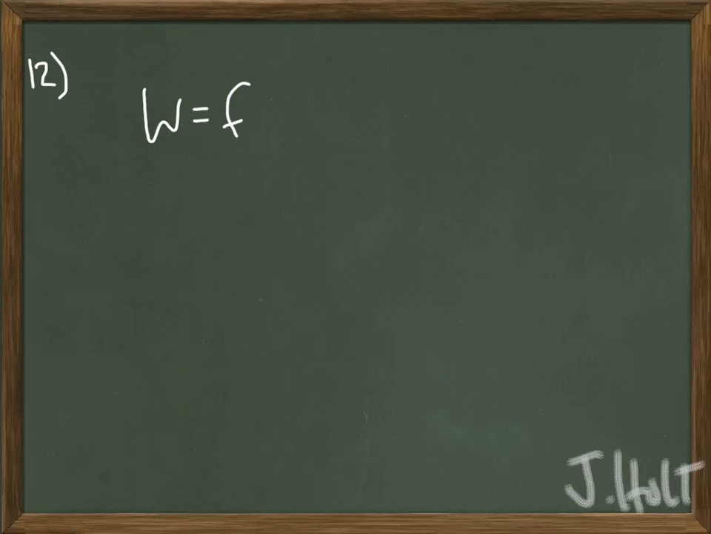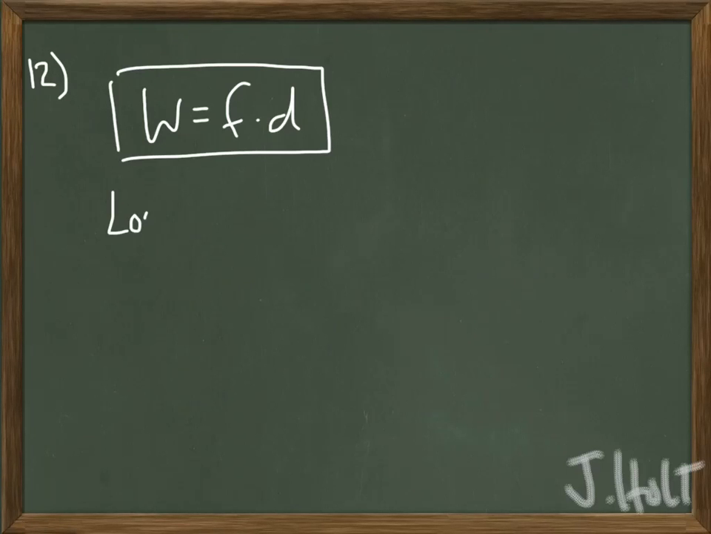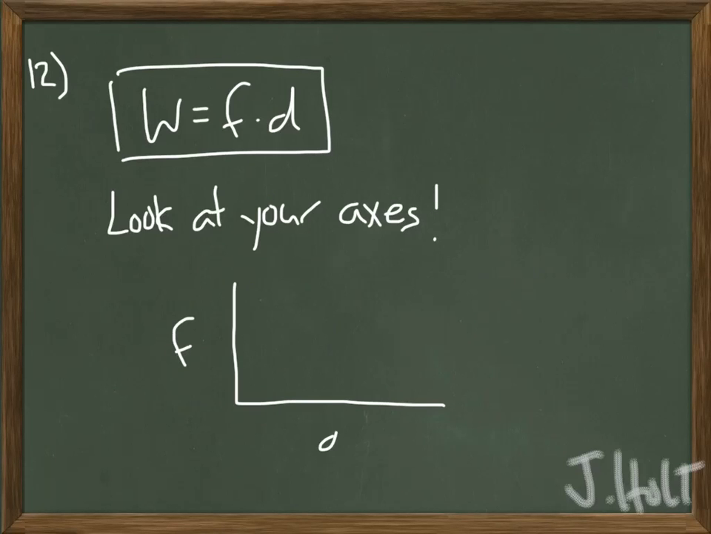How about number 12? You're given a graph here. Remember that work equals force times displacement. So let's take a look at our axes here. On the y-axis you have force. On the x-axis you have distance. Work equals force times distance. So if you're multiplying the x and the y-axis together, what you're really doing is just finding the area. So you can go ahead and find the area under that curve, and that should give you the work.